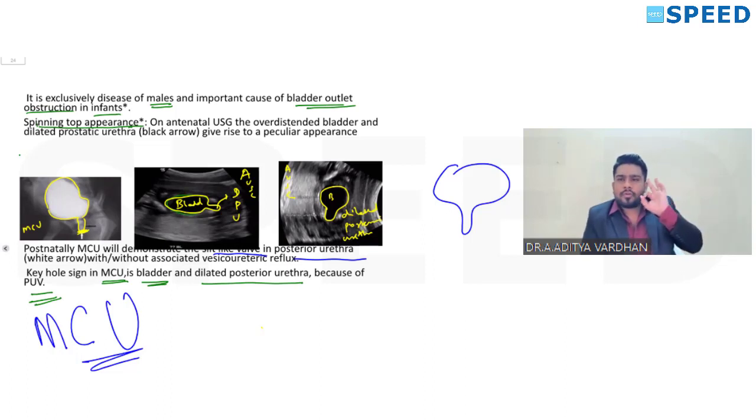So 3 points I want you to take home. One is most common cause of bladder outlet obstruction in an infant male, posterior urethral valve. On antenatal ultrasound, posterior urethral valve has spinning top appearance. On micturating cystourethrogram, posterior urethral valve has keyhole sign. Okay, let's get to the next.